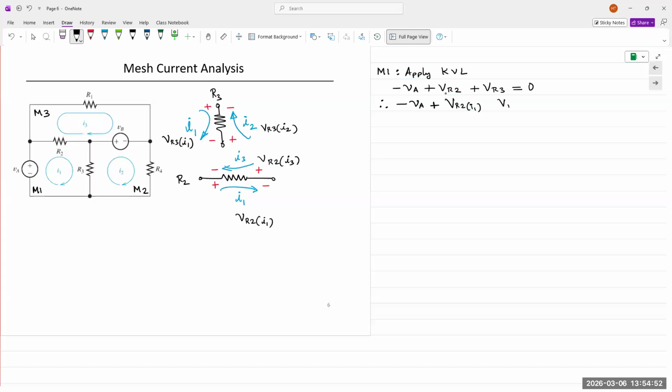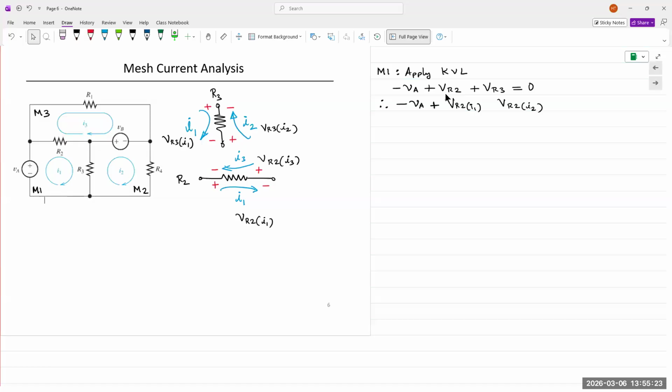It'll be VR2 due to I2. And if I treat both of these as two voltage drops, they both have the opposite sign because the current directions are opposite. So when I add them in KVL, one of them is added, the other one is subtracted. Okay. See, I'm applying KVL in this direction, right?